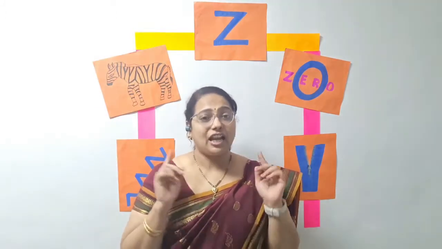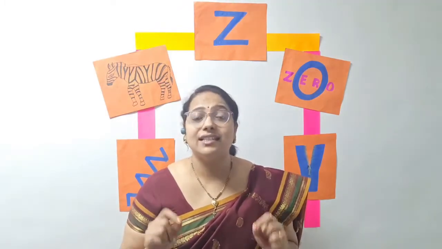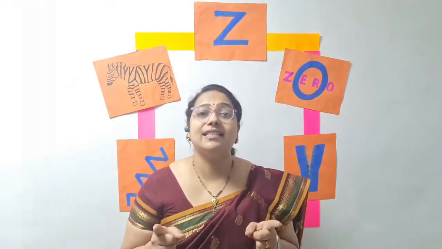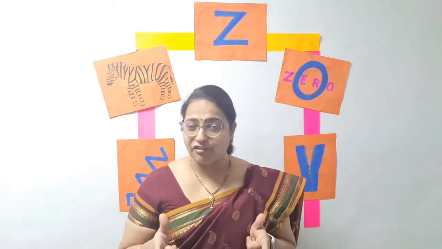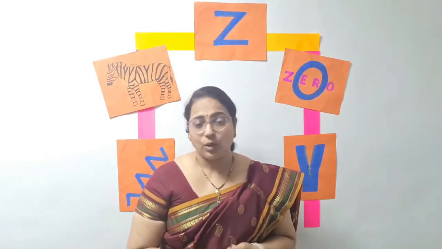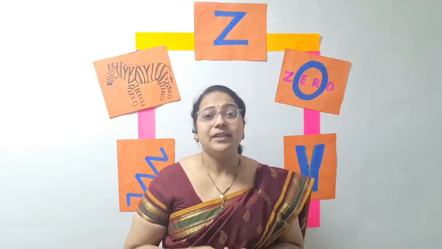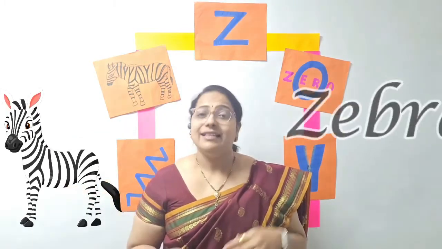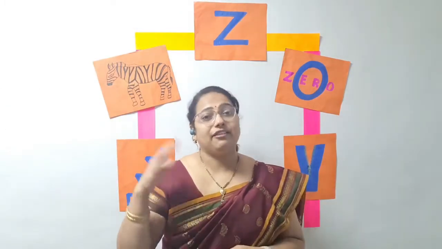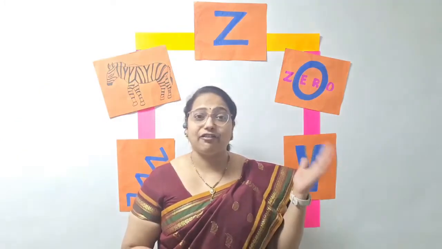Dear children, now we have learned the phonic sound of letter Z, which is Z. What is it, children? It is Z. And we have learned some of the words starting with letter Z. Which words we have learned today? Z for zebra, Z for zero, Z for zigzag, and Z for zoo.